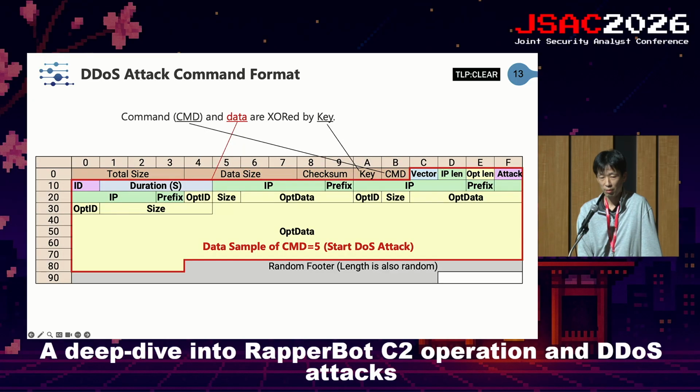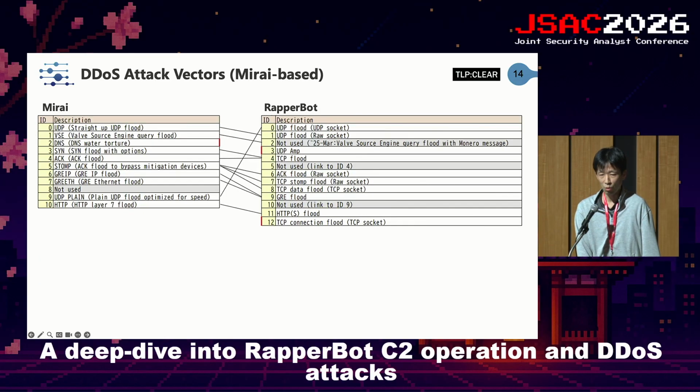And this is the attack command for DDoS. Now, there are 3 IP addresses. The target IPs can be set in parallel, multiple. So prefix can also set the subnet IP. This is the DDoS attack vector, meaning the attackable types of attacks that can be selected.